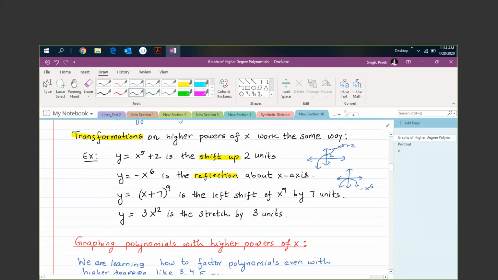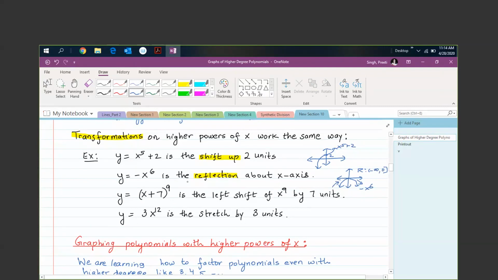Now the domain is the same, but the range changes in this one, and also the intervals of increasing and decreasing. The range for this particular graph right here is negative infinity to 0. And the function is increasing here and decreasing here. So certain things change when you do transformations, but transformations behave the same way as we have done before: the vertical shifts, the horizontal reflections.